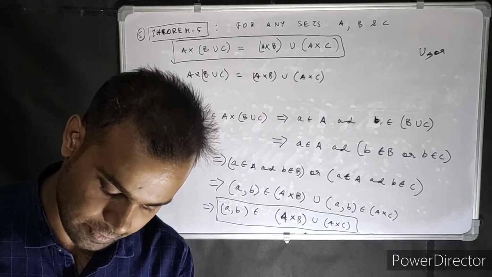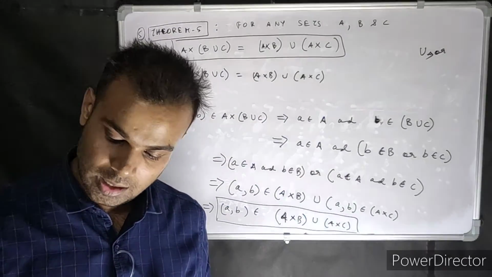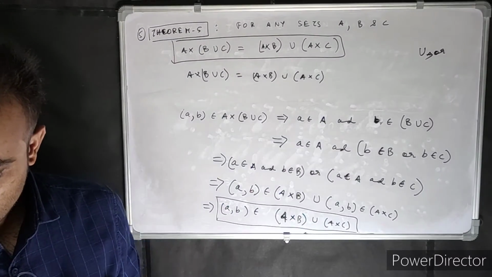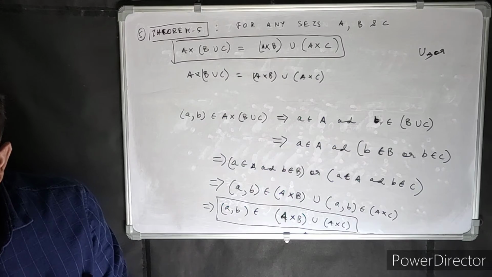Theorem number 5. So how many theorems are we left with now? 6, 7, 8, 9, and the last theorem, 10. So we have done this.